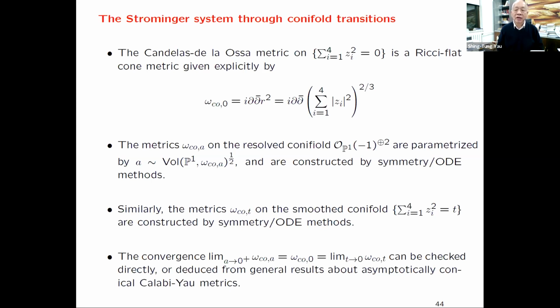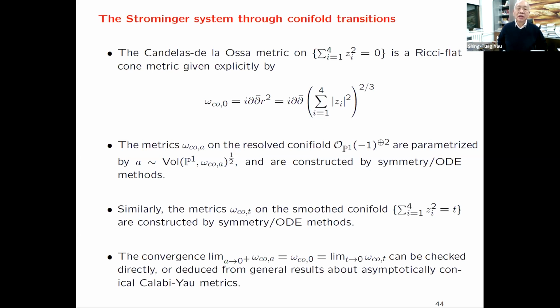When you resolve the rational double point, we can parameterize a family of metrics over there, given by a constant A, which measures the volume of the P1s appearing in the resolution. And this can be done by symmetry, by using the ordinary differential equation method.